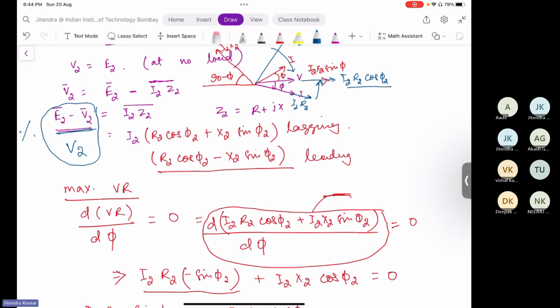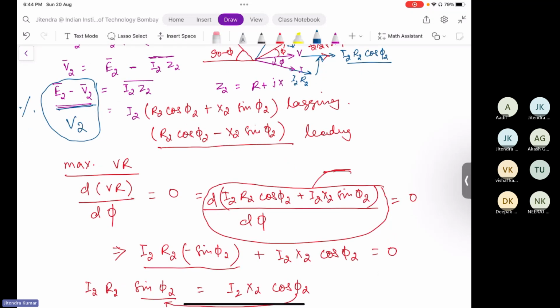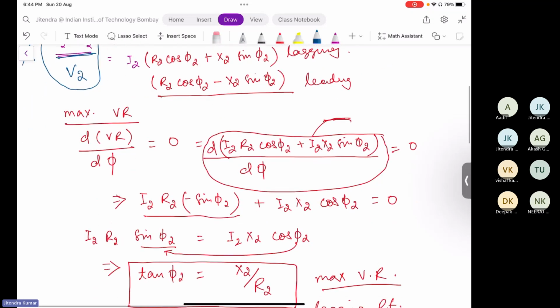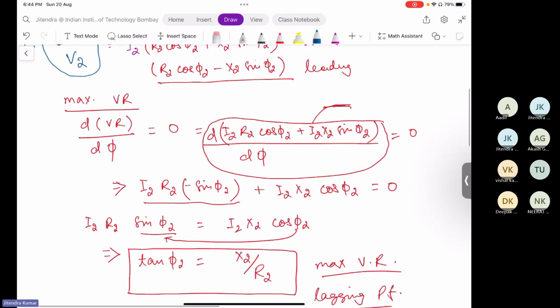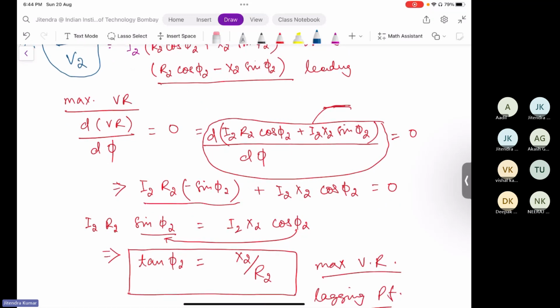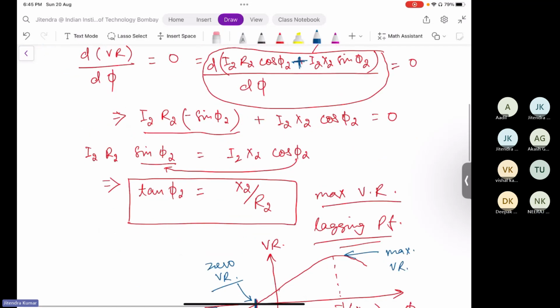Okay. So the question, I think someone has asked, is why did we call maximum voltage regulation appears at lagging power factor. The reason being, we assumed initially that it occurs at lagging power factor. Hence, we moved ahead with this positive sign. Okay, and at the end we got positive value of tan phi 2. It means our assumption was correct, and it will appear at positive value or lagging power factor.